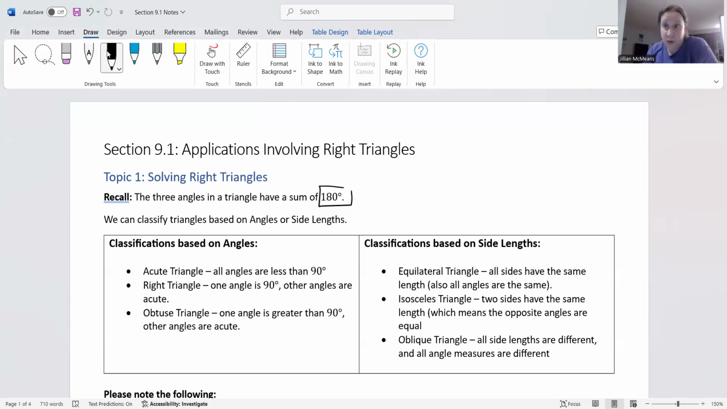You can have a right triangle, and we've dealt a lot with right triangles. So again, don't tell me you don't know what this one is. A right triangle has one right angle. The other two angles are acute. And then you can have an obtuse triangle, where one angle is greater than 90 degrees and the other two angles are acute, okay?